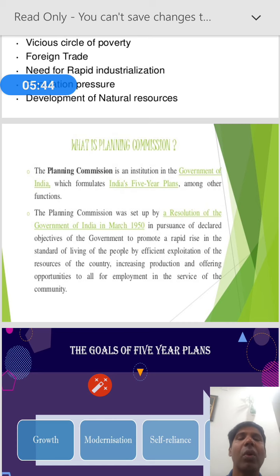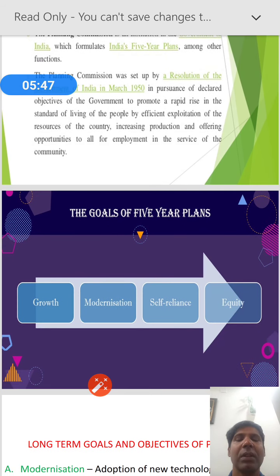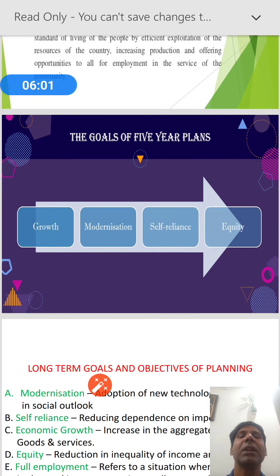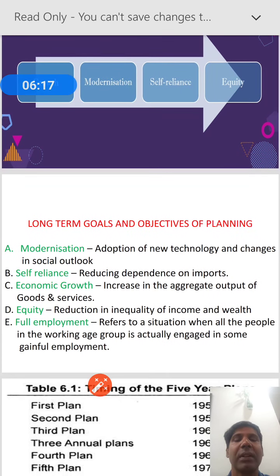There were 4 major goals of the 5 year plan: economic growth of the nation, modernization of the economy, and self-reliance. We should never depend on other countries. Self-reliance and equality. We want equality within the people, because the difference between rich and poor needs to be reduced. You want to explain these 4 major goals: growth, modernization, self-reliance, and equality. These are the major goals of the 5 year plans in the country.